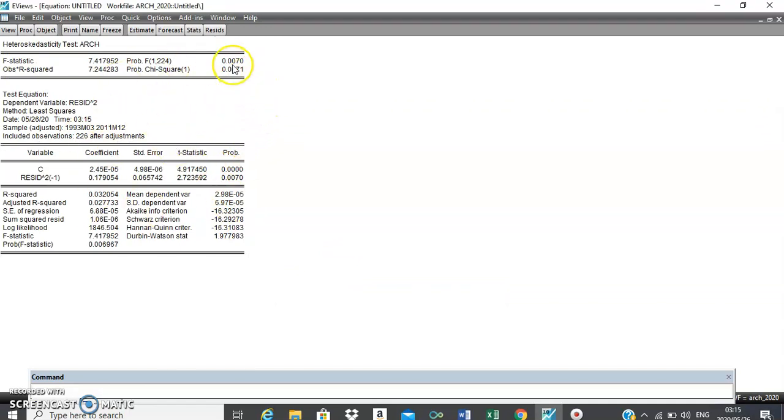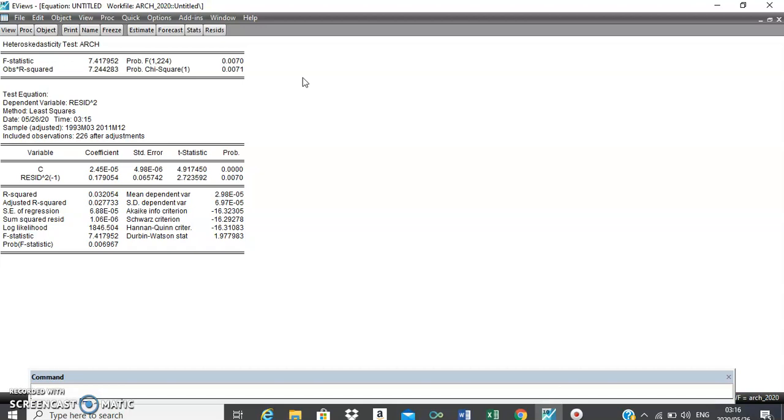All we have to do here is look at the probability values. We can see that this probability value is less than 0.05. What does that mean? That means that we have to reject the null hypothesis. What is the null hypothesis? The null hypothesis is that there is no ARCH effect, while the alternative hypothesis is that there is an ARCH effect. Based on the p-values for both the F statistic and the chi-square statistic, these p-values are less than 0.05, meaning we are rejecting the null hypothesis, and therefore there is a presence of the ARCH effect, meaning there is volatility clustering.